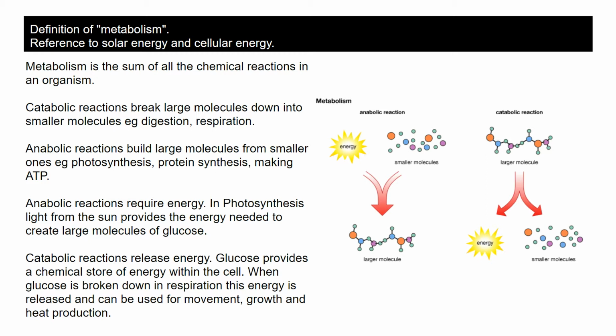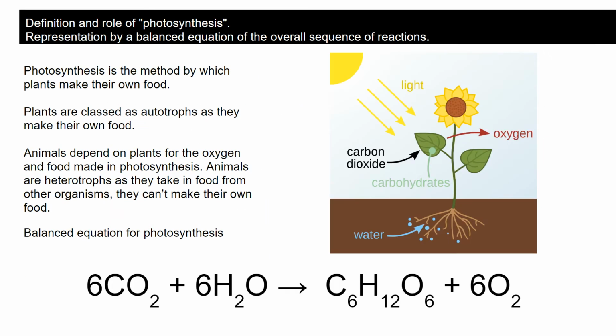So in photosynthesis, solar energy is the energy used in an anabolic reaction to combine carbon dioxide and water molecules in order to make larger molecules of glucose. So photosynthesis is a big anabolic reaction, and the energy needed to do that comes from sunlight, from solar energy. So what is photosynthesis? The method by which plants make their own food.